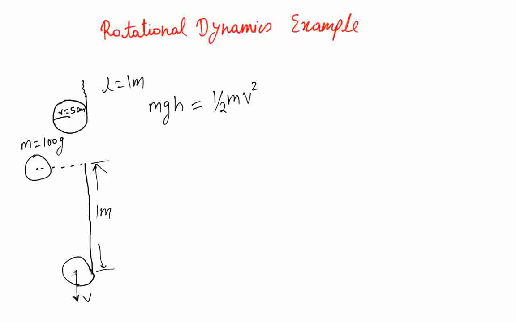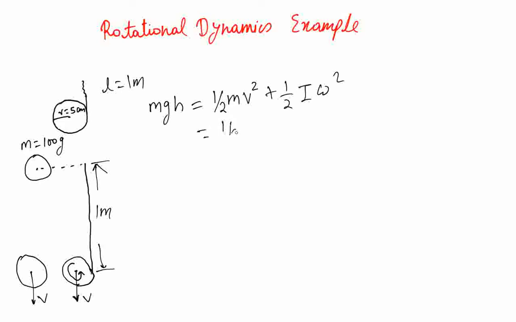How is this guy different from a disk which is simply falling with a velocity v and there is no rotation? So this guy is rotating about the axis, but this guy is not rotating about the axis. So there must be a difference. The difference is that this guy also has a rotational kinetic energy. So we can write that as half I omega squared.